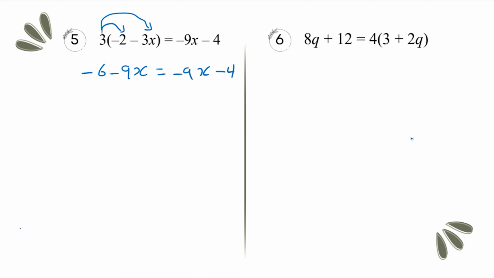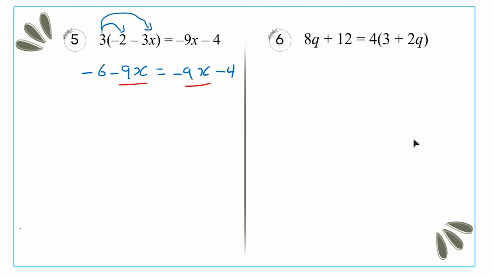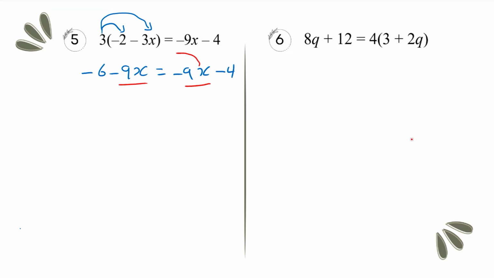Now you have both variables equal. Remember, if the variables on each side are equal, this means you will get one solution out of two. The first one may be all real numbers. The second one will be no solution. For example, if we move 9x to the other side, -9x plus 9x will be 0. Now we are left with -6 on one side and -4 on the other. Is -6 equal to -4? No. In this case, we say no solution.